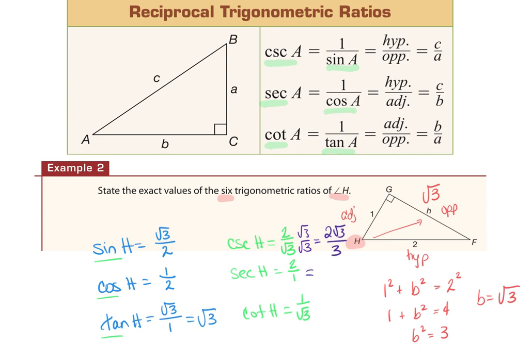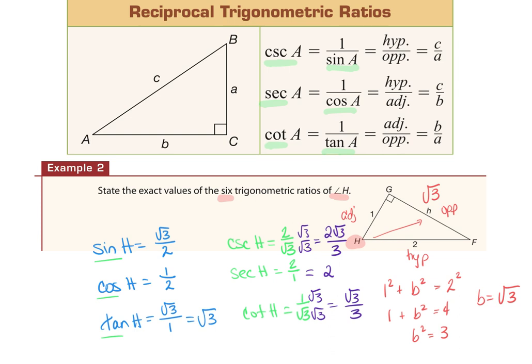2 over 1, probably not going to leave it like that. How do you think I'm going to do that one? Just a 2. And then I'm going to rationalize this guy as well. Square root of 3 over 3. All right, so once you know the first 3, the other 3 are easy to find. Just flip them upside down. And you may need to simplify, but that's true of all trig functions.